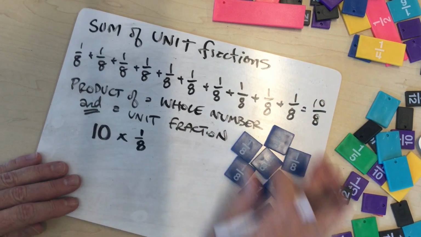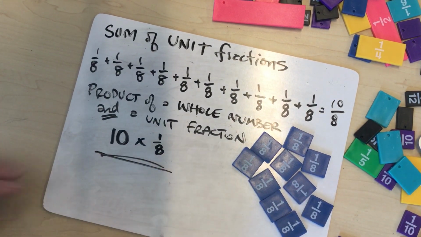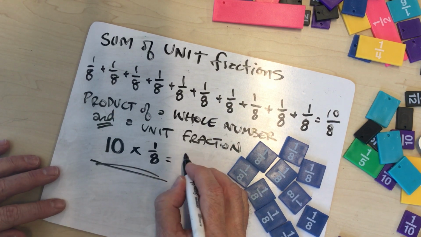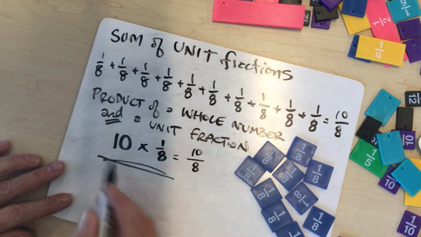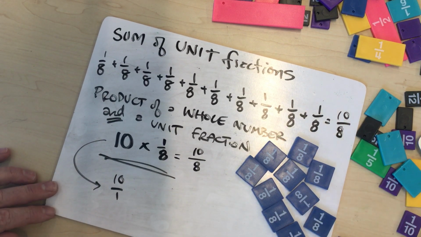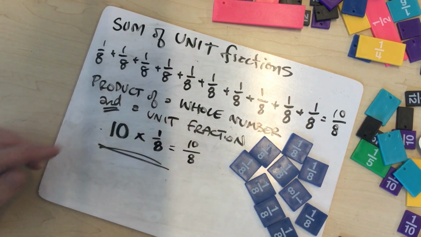And I like to say mathematicians are lazy. If there's a shortcut to be had, a lot of mathematicians are going to take the shortcut. And when you have 10 times 1/8, it's 10 over 8. Because this 10 is kind of like 10 over 1. Think of it that way, or don't. But 10 times 1/8 is 10/8.